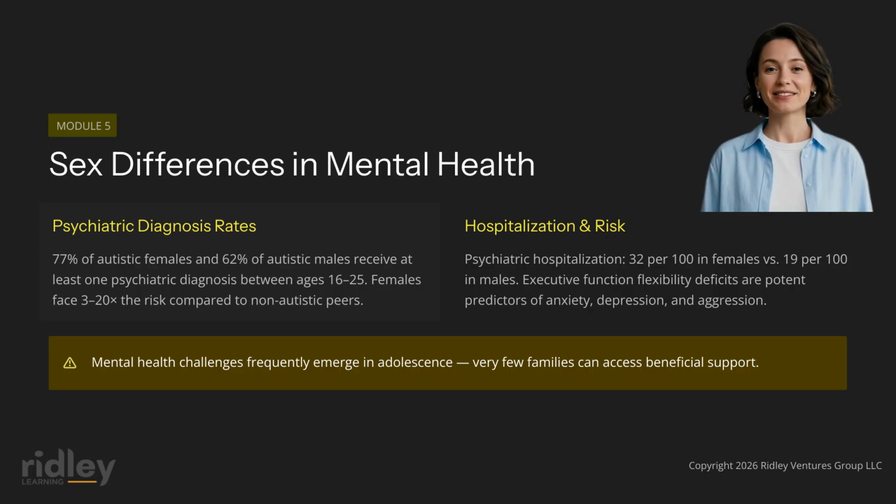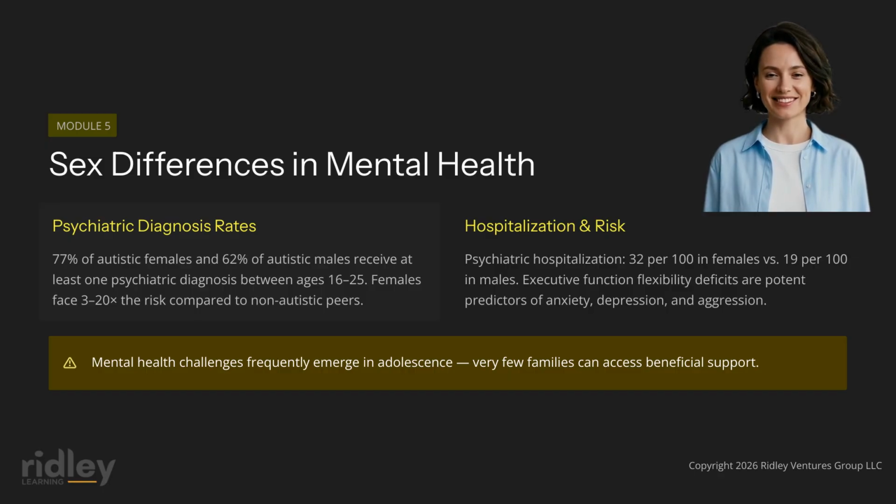Sex differences in mental health outcomes are substantial and demand clinical attention. Martini and colleagues' 2022 analysis in JAMA Psychiatry examined 20,841 autistic Swedish young adults and found that 77% of autistic females and 62% of autistic males received at least one psychiatric diagnosis between the ages of 16 and 25.